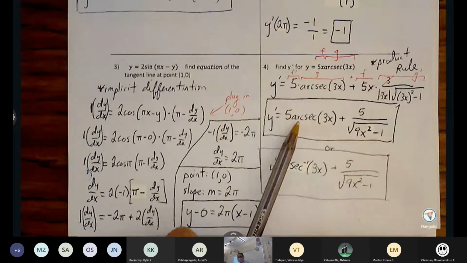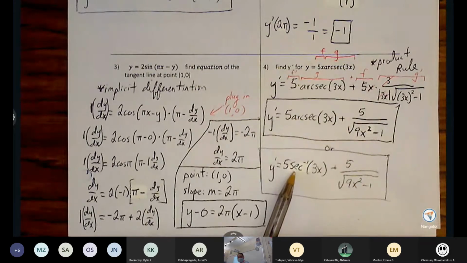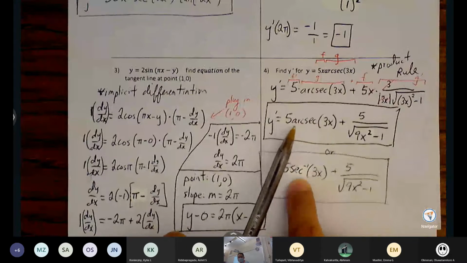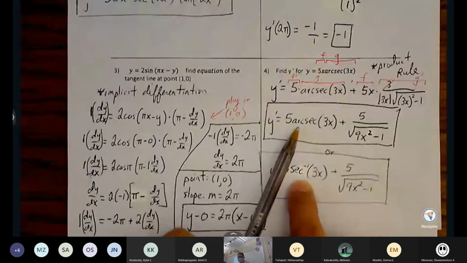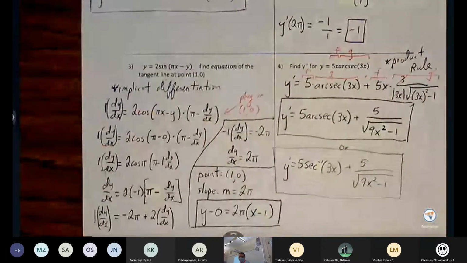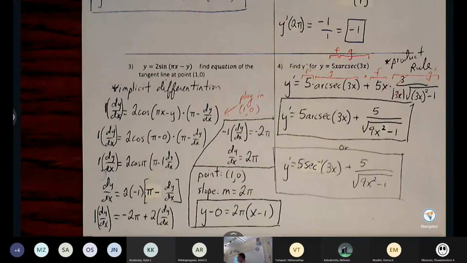And finally, arc secant and inverse of secant mean the same thing, so these are interchangeable. I want to make sure we understand these mean the same thing, so you can interchange those notations at any time.